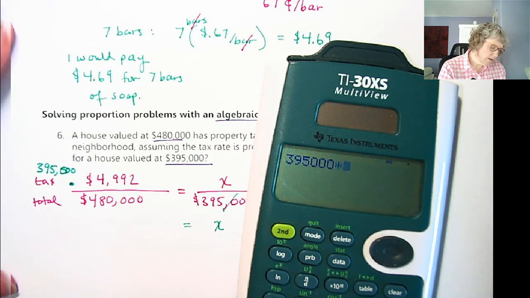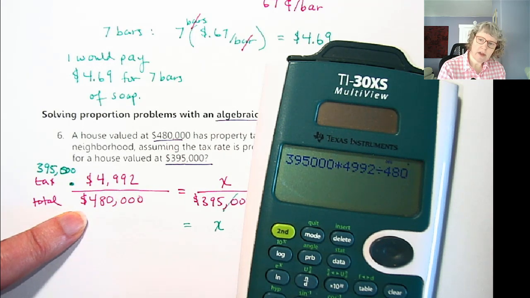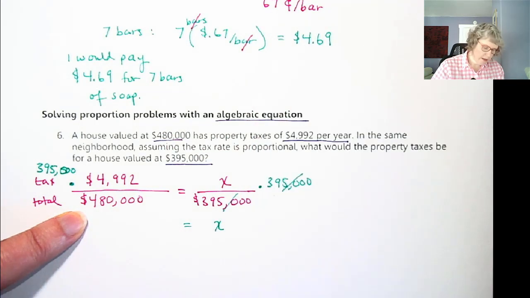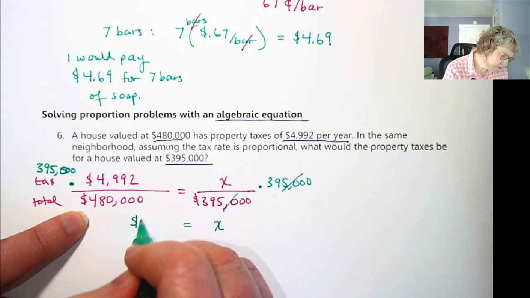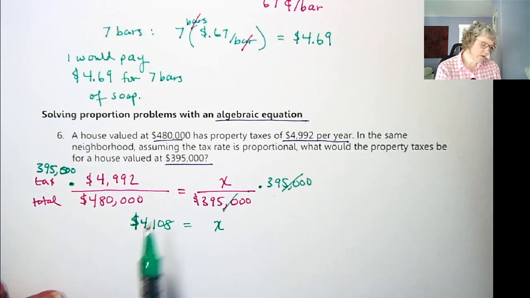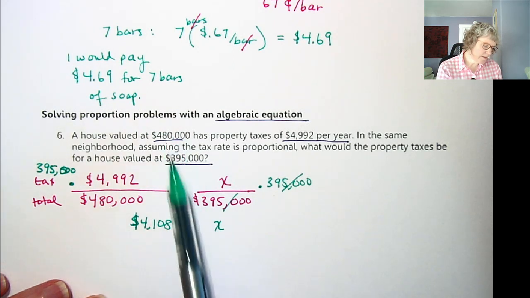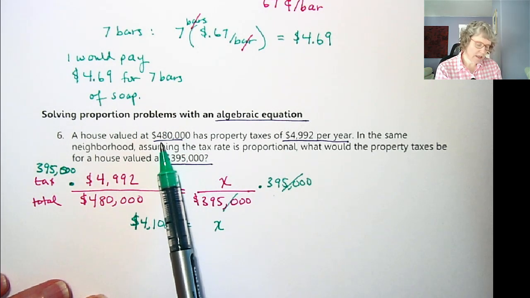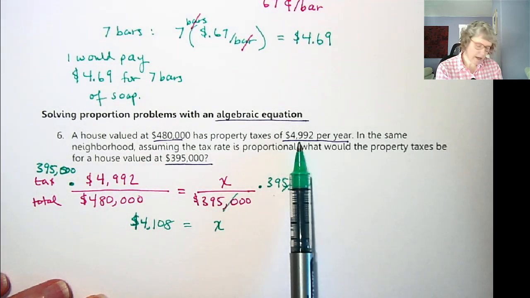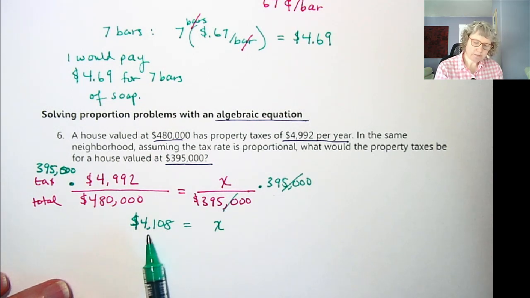395,000 times 4,992 divided by 480,000. And I got $4,108. Okay, I want to check and make sure that's reasonable. Does that fit with the proportion? So the house value is slightly less, 395 versus 480. And so the taxes should be slightly less as well because they're proportional. And so that does seem about right.